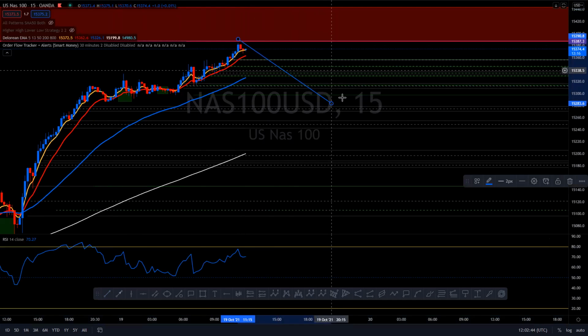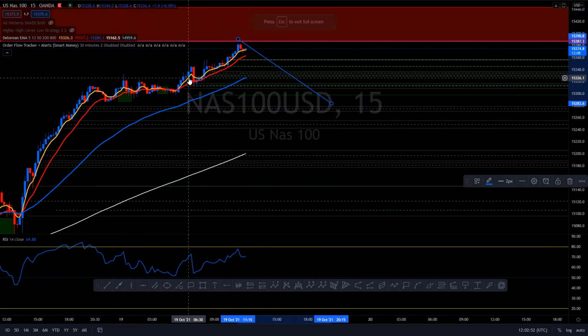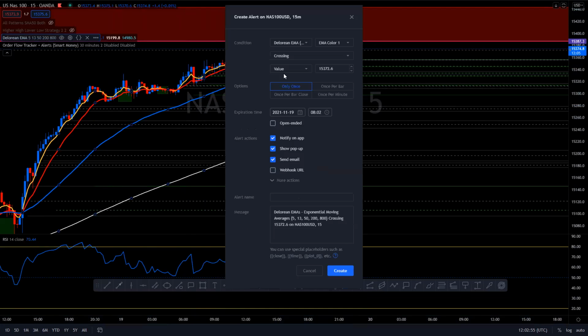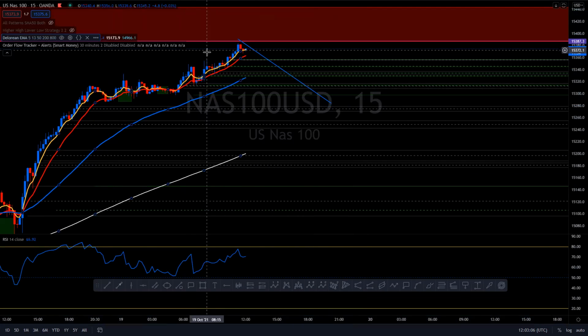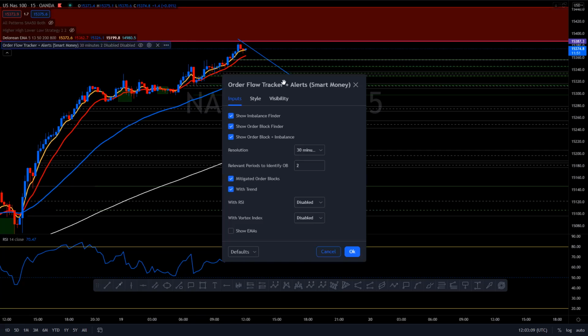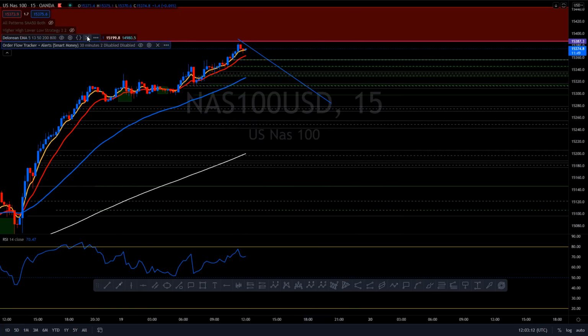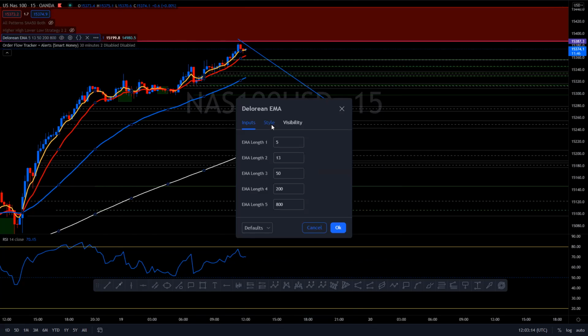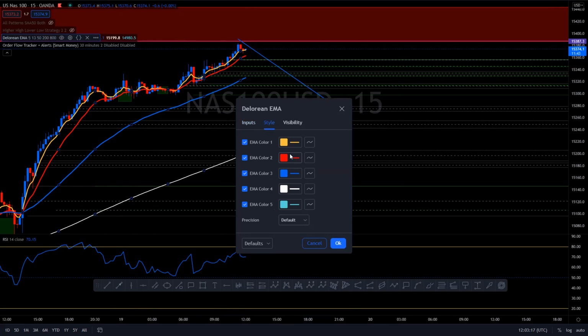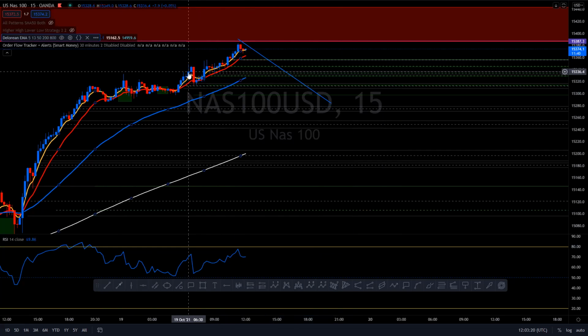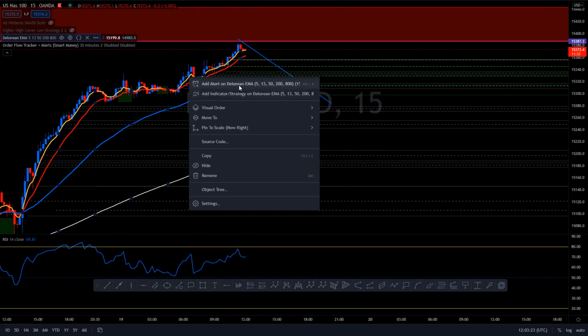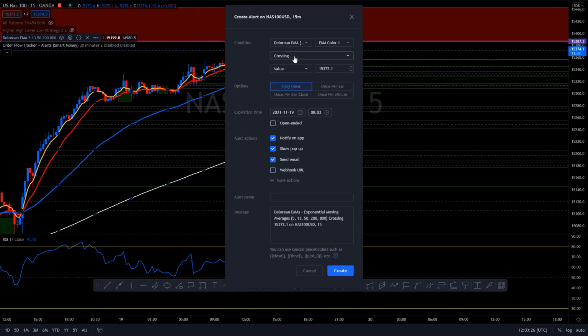Now, the next thing I'm probably going to do is right click. And this is another tip: add an alert on the Delorian. And then I want to see it crossing down. I want to cross it down on the EMA indicator too. I believe that's the right one. Let me look at the EMAs here. No, wrong one. And the EMA color is the red, so EMA color 2. So basically I'm setting an alarm for it to alert me when the yellow EMA crosses down on the red.